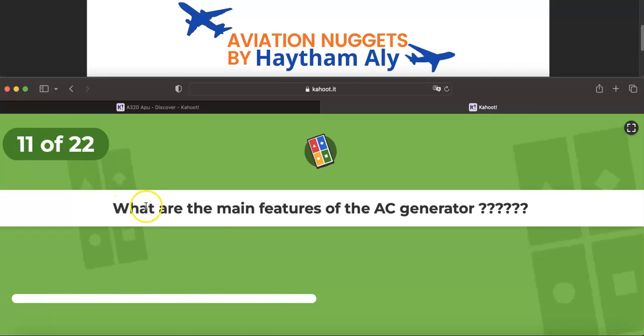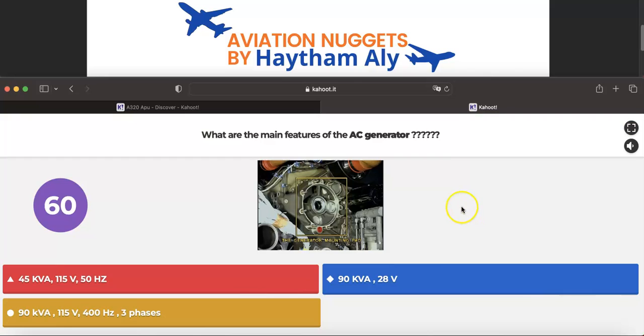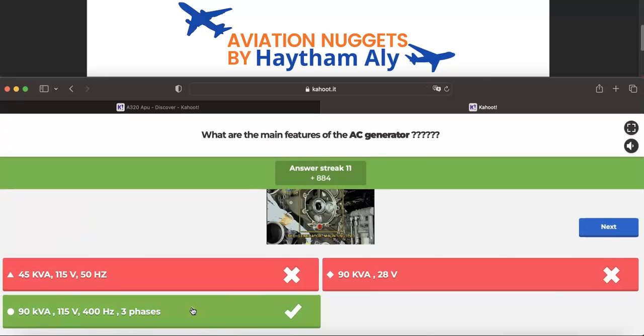Question 11 of 22. What are the main features of the AC generator of the APU? 45 kVA, 115 volt, 50 Hz; 90 kVA, 28 volt; 90 kVA, 115 volt, 400 Hz, 3 phase. The right answer is 90 kVA, 115 volt, 400 Hz, 3 phases. This is the parameter of the AC generator of the APU. The AC generator is located on the accessory gearbox.